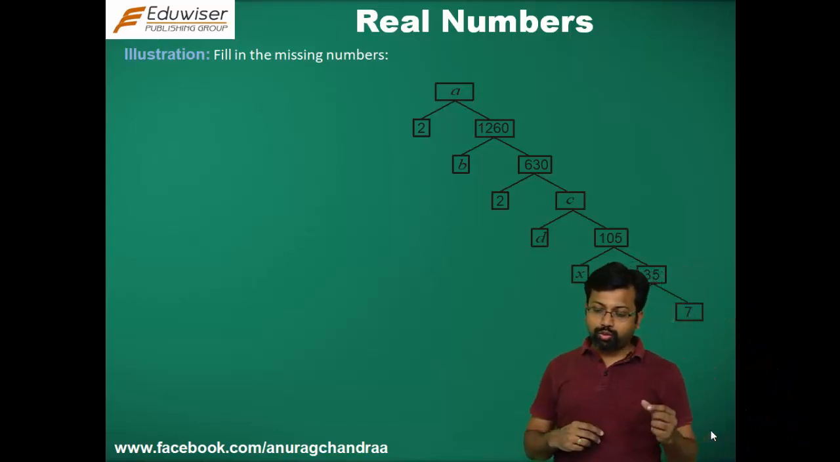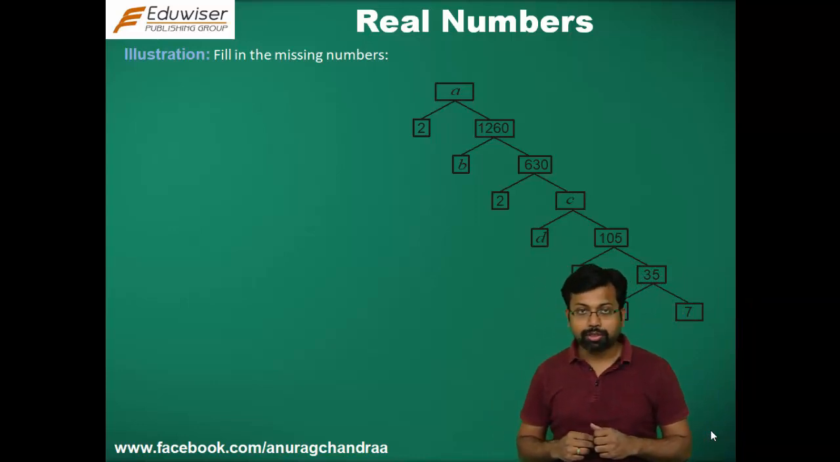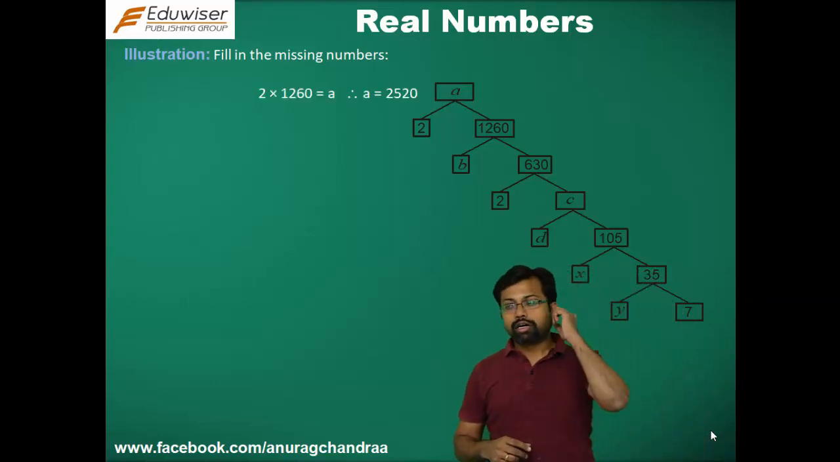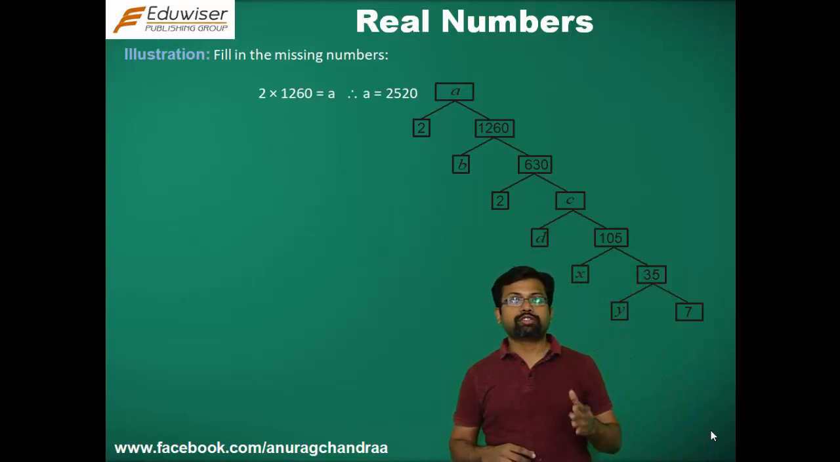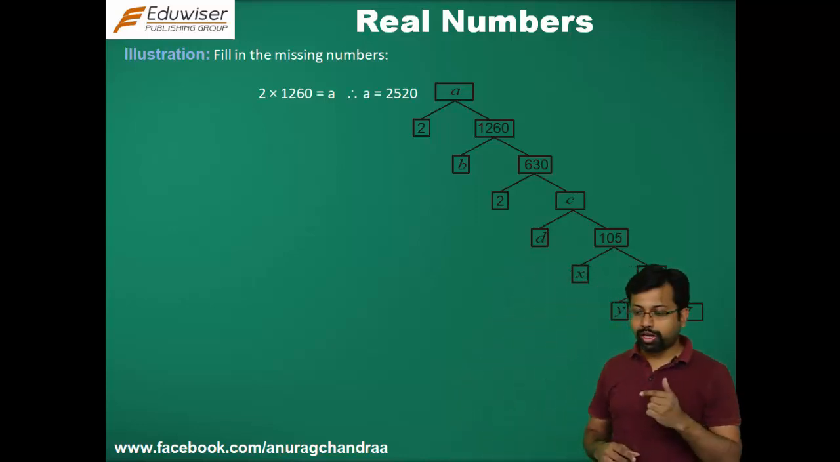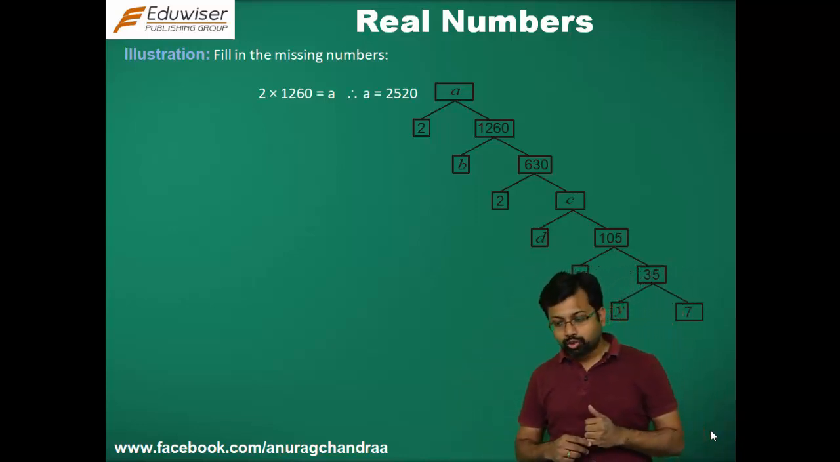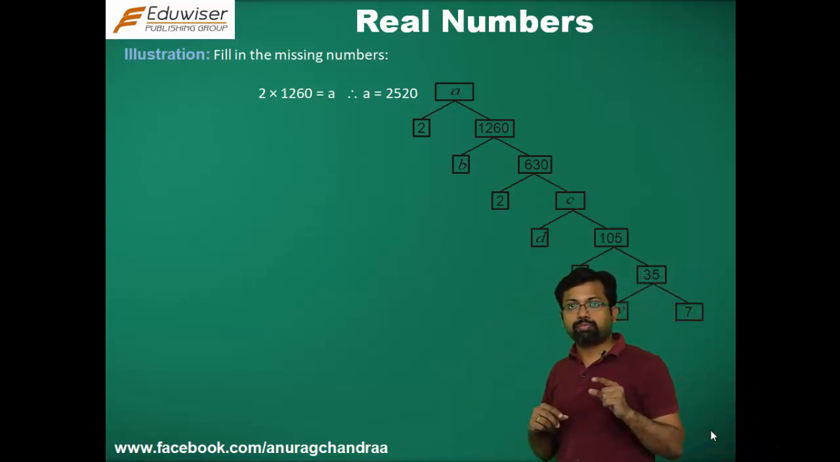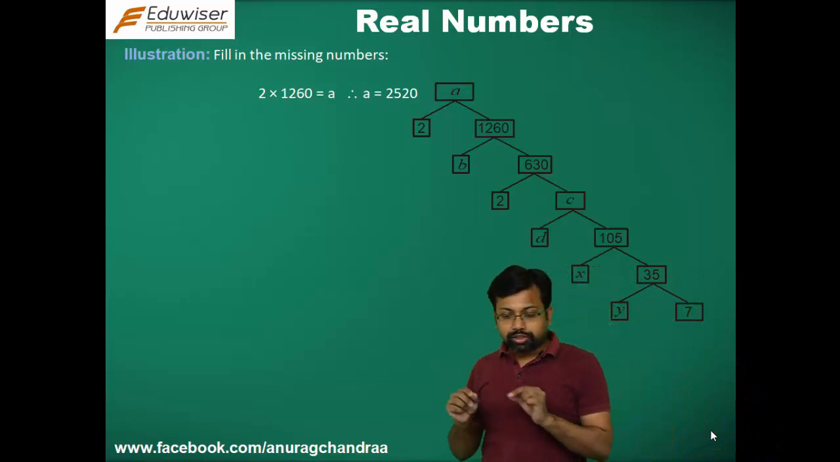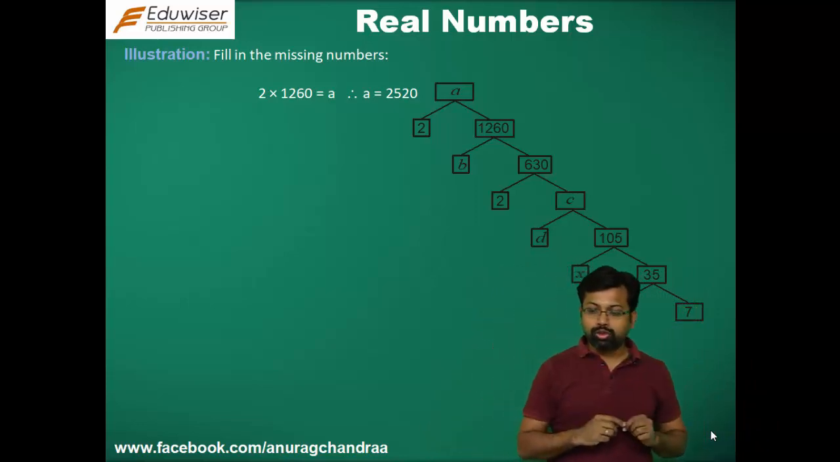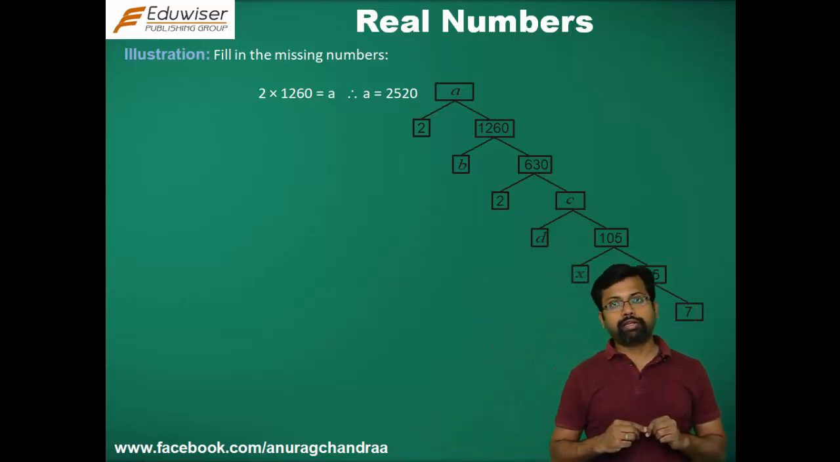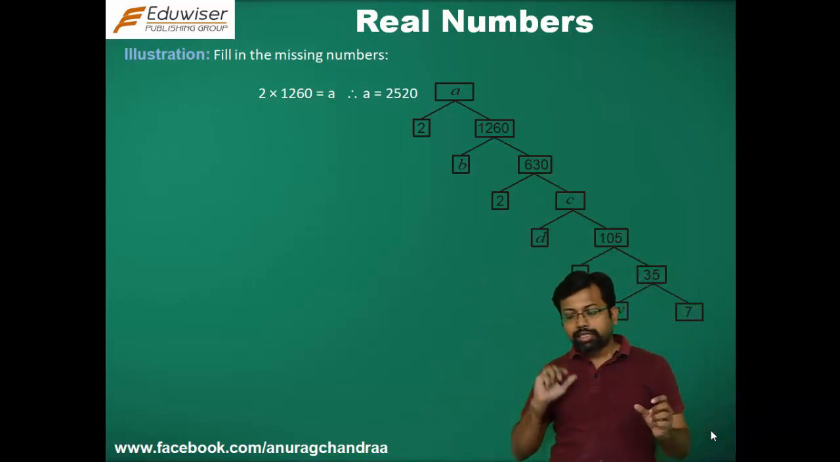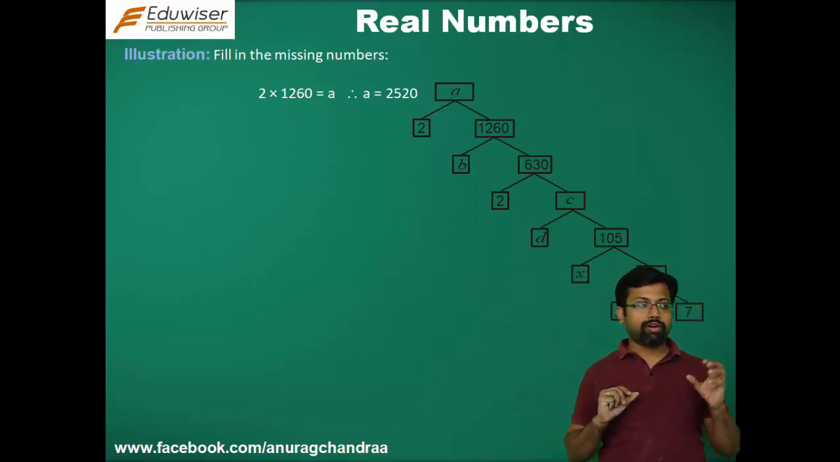So the product of 2 and 1260 would be how much? It will be 2520. So A's value will be 2520. Now 1260 is split into two factors, B and 630. Now 630 into B should be equal to 1260, as 1260 is the parent of B and 630. So what do we get the value of B as?